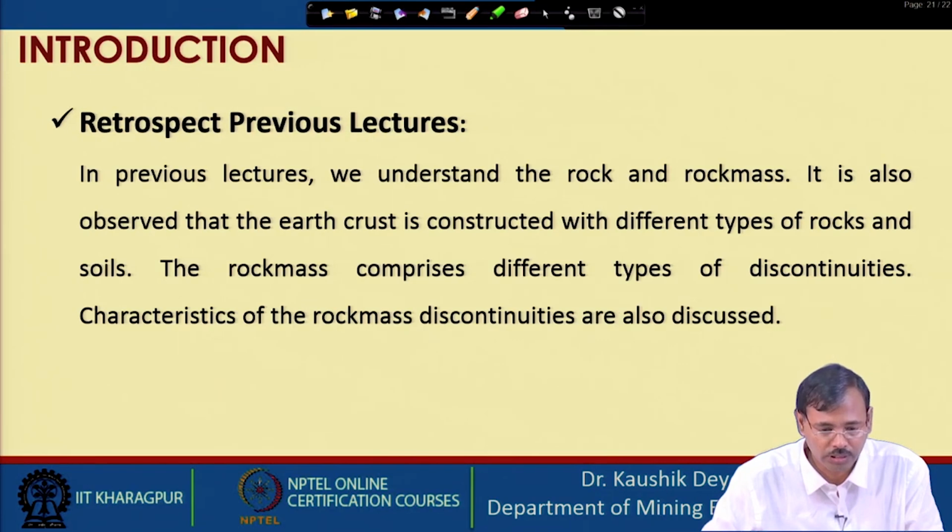Let us retrospect the previous lecture. In the previous lecture we understood the rock and rock mass. It is also observed that the earth crust is constructed with different types of rocks and soils. The rock mass comprises different types of discontinuities. Characteristics of the rock mass discontinuities were also discussed in the previous lecture.